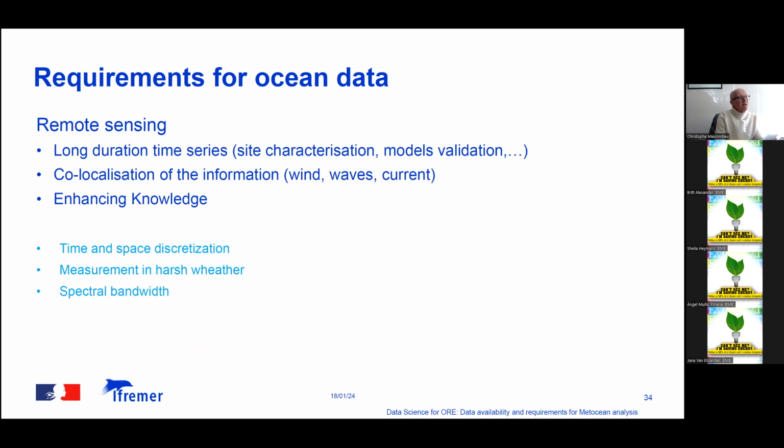Regarding remote sensing, the benefits and what we can use are the long duration time series again, the fact that we can have access to co-localized information for wind, waves, and currents, and it's a good support for enhancing knowledge. I don't know how this could be done, but if we could improve time and space discretization and measurement capacity in harsh weather, that would be really interesting.